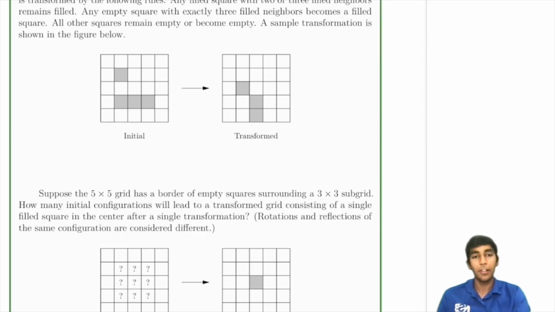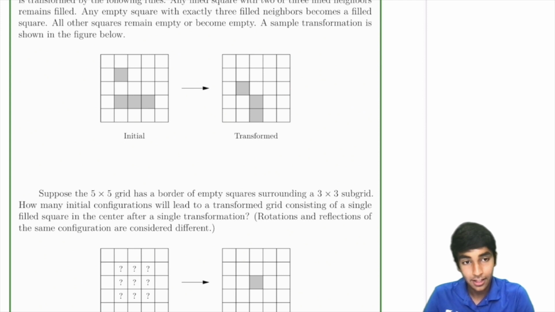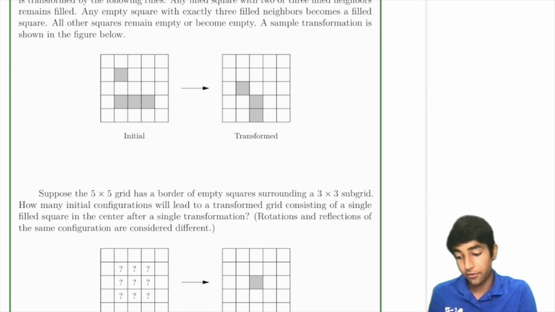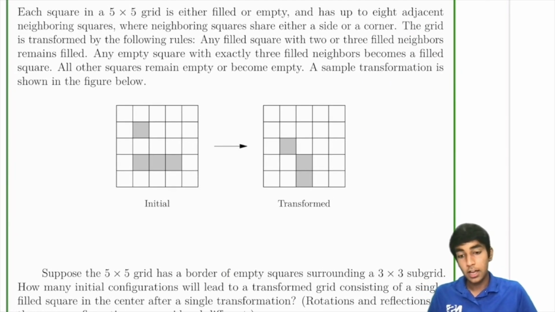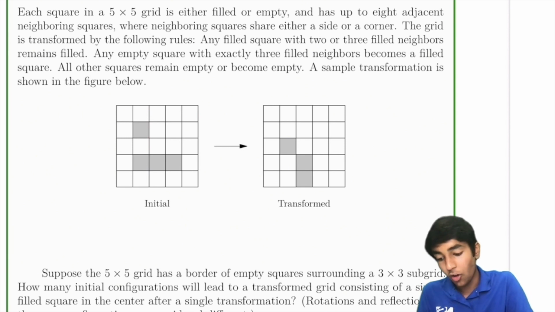This is a game of life, not of people, but of shaded squares in a grid. This problem actually originates from something that a famous mathematician created called Conway's Game of Life. It's a really interesting problem from the 2022 AMC 10 and 12B.